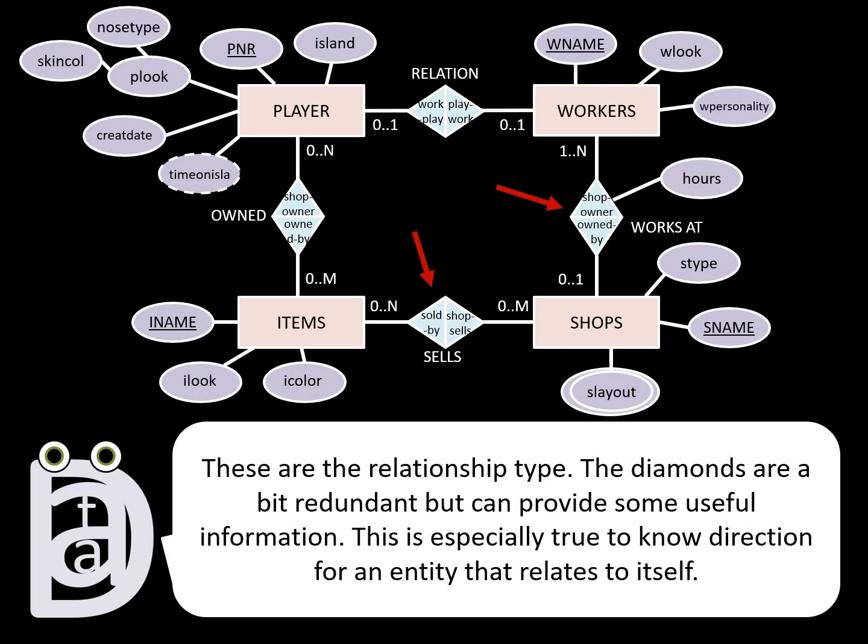These are the relationship type. The diamonds are a bit redundant, but can provide some useful information. This is especially true to know direction for an entity that relates to itself.